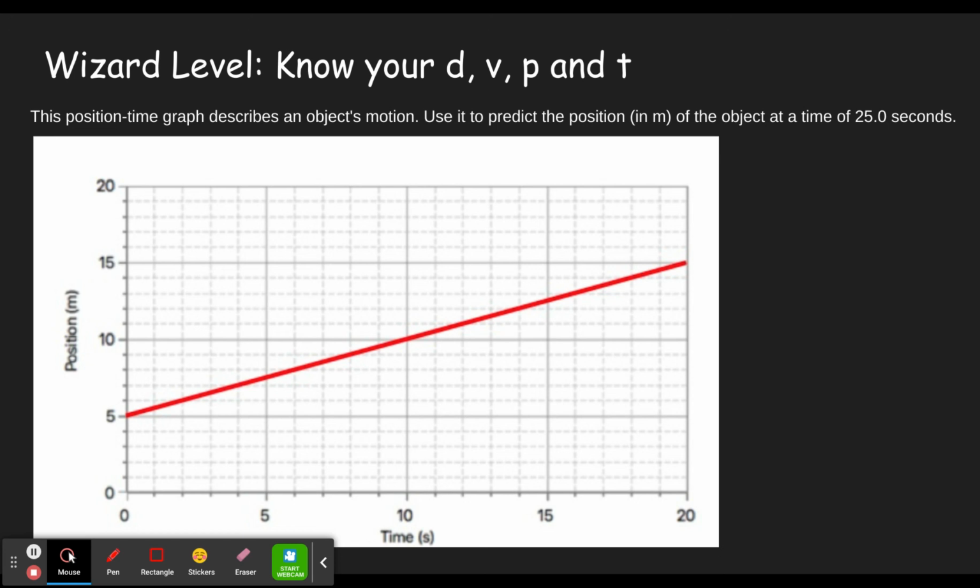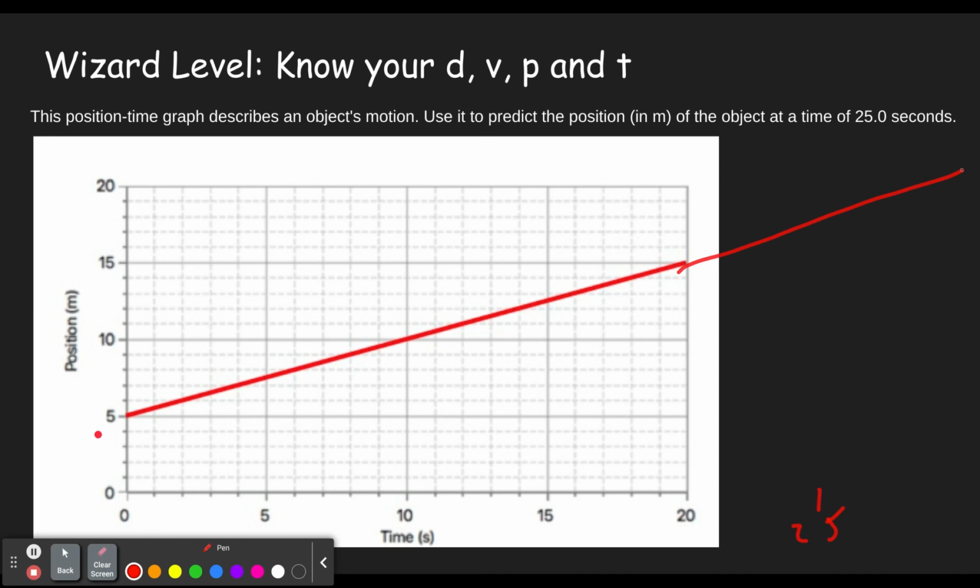What does extrapolate mean? Not extrapolating would be like if I asked you at 10 seconds, where is this object? You'd go up from 10 and you'd say it's at 10 meters. Or at 15 seconds, where is it? Well, it's at 12.5 meters. Extrapolating means going beyond this line and thinking about somewhere over here on the graph or over here on the graph. In this case, we're asked to predict what it would be if we were at 25 over here somewhere. As this keeps going, what will it be at 25?